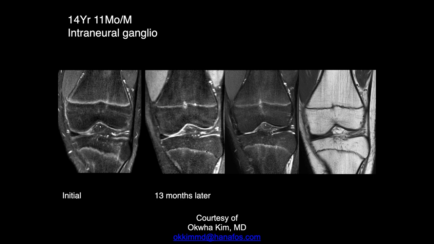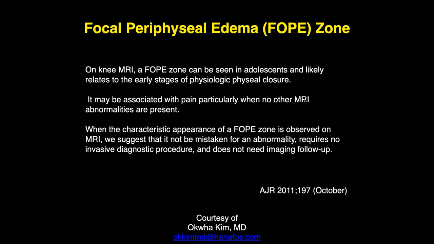Yeah, well, here is an issue. This is actually a different patient with the same thing. And we can see these little things in here. So these are called focal periphyseal edema zones. It's commonly seen in adolescents, and it probably has something to do with the initiation stages of physeal closure, but these are basically normal and shouldn't be misinterpreted as pathology. Focal periphyseal edema.